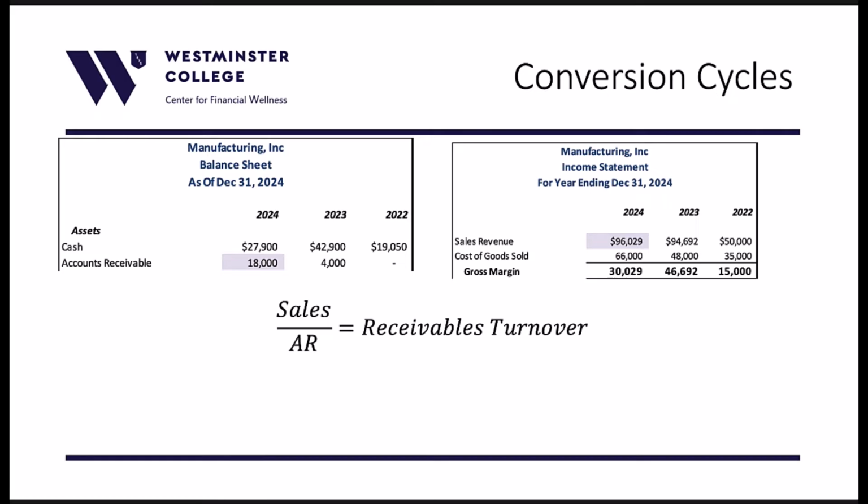Now we have our receivables turnover. So in this one, we have our revenue, our sales revenue, and we're going to divide it by our accounts receivable. And in this case, it is going to give us 5.33.